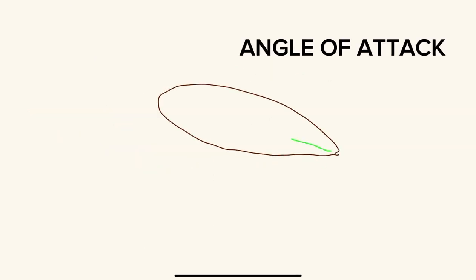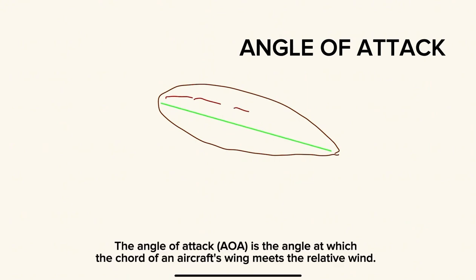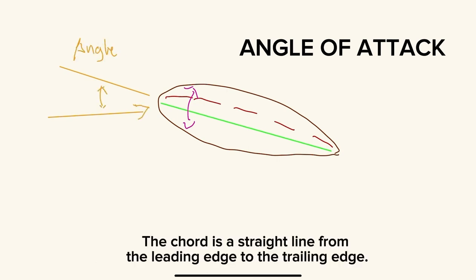Now, what is an angle of attack? The angle of attack is the angle at which the chord of an aircraft's wing meets the relative wind. The chord is a straight line from the leading edge to the trailing edge.